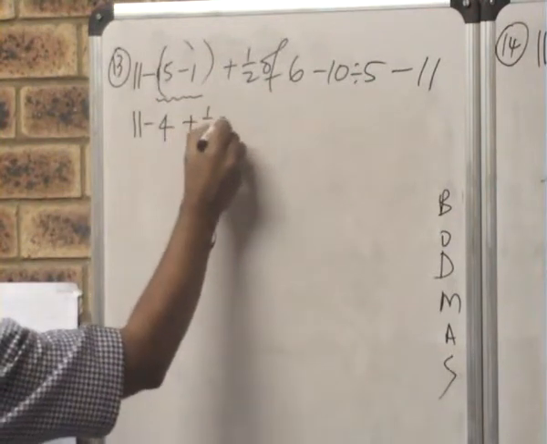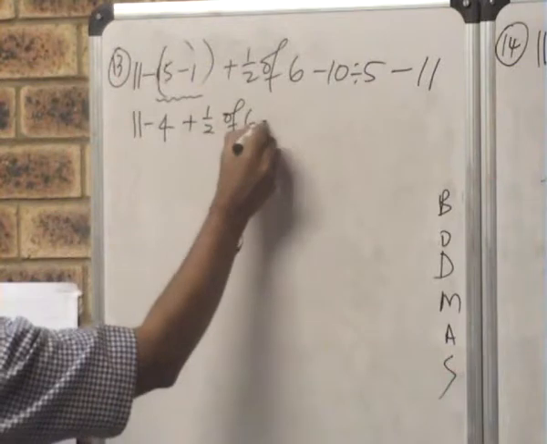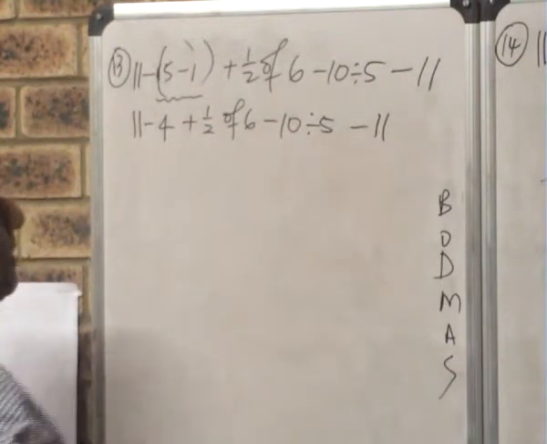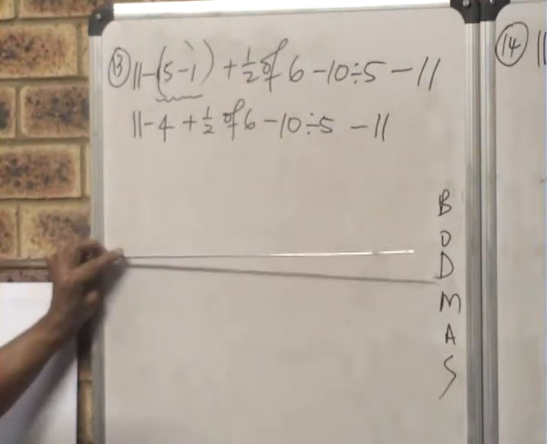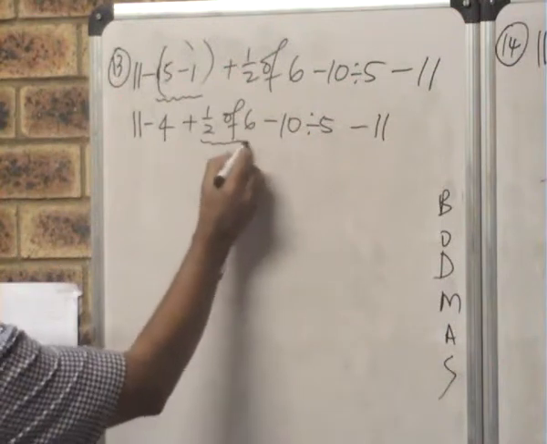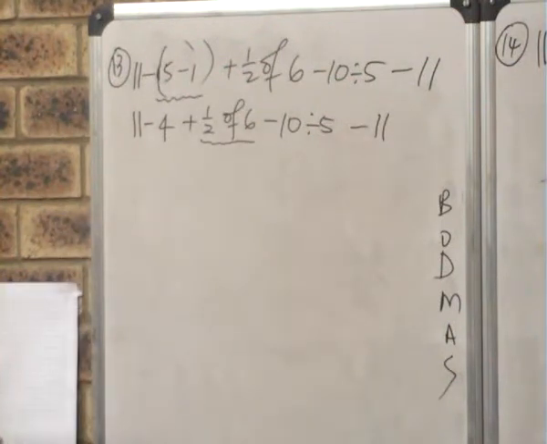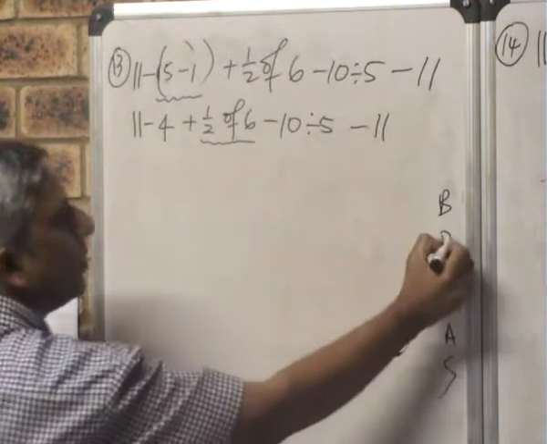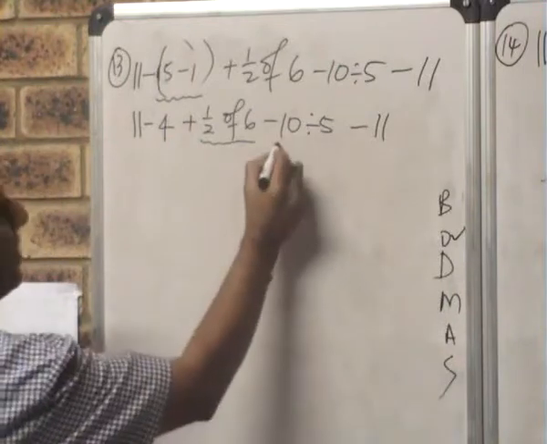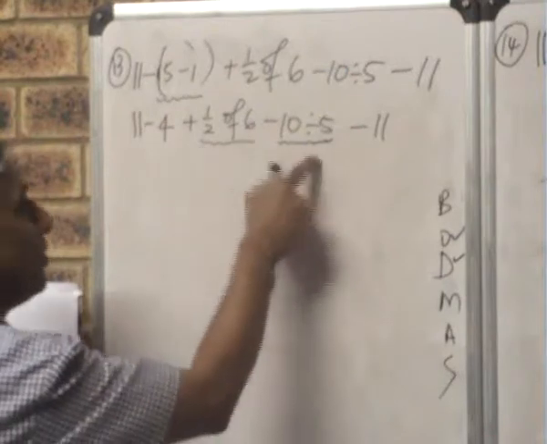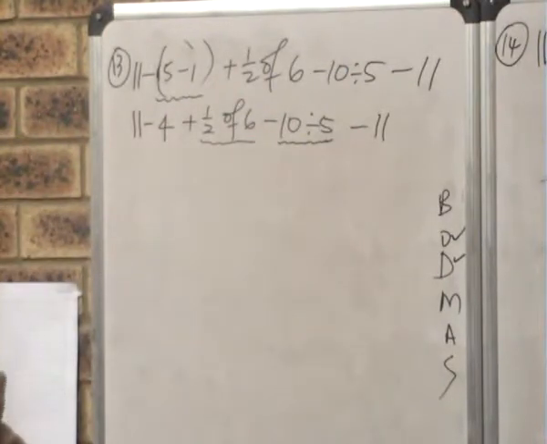Plus half of 6 minus 10 divided by 5 minus 11. Go back to the rule of BODMAS. You're looking for an "of". So there's the "of". By now you should be getting a little brave. You can do two steps one time. So you can see there's an "of" here, which I can do. And then after that, there's a division, which I can do. So I'm going to do these two steps one time.